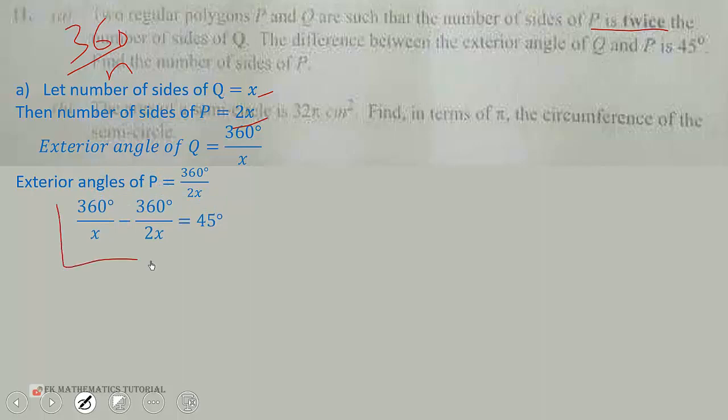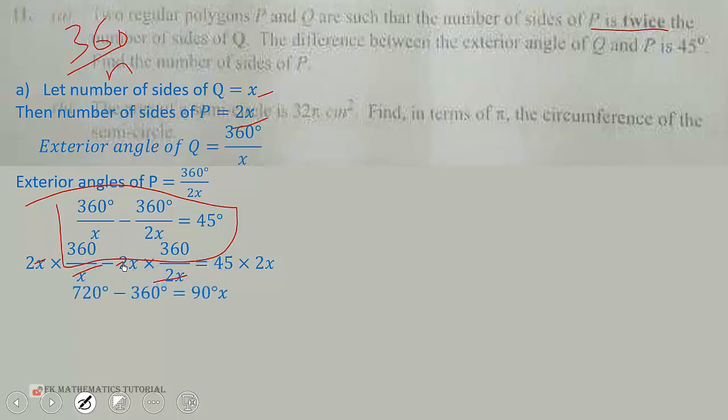That will give us this nice equation that we need to solve by multiplying through by 2x. Multiply through by 2x. This will cancel this. We are left with 2 times 360. 2x will cancel this. So we get 720 minus 360 equals 90x. So we can simplify this and we divide both sides by 90 to get x equal to 4. So if x is equal to 4, then the number of sides that P has will be 2 times 4, which is 8 sides.